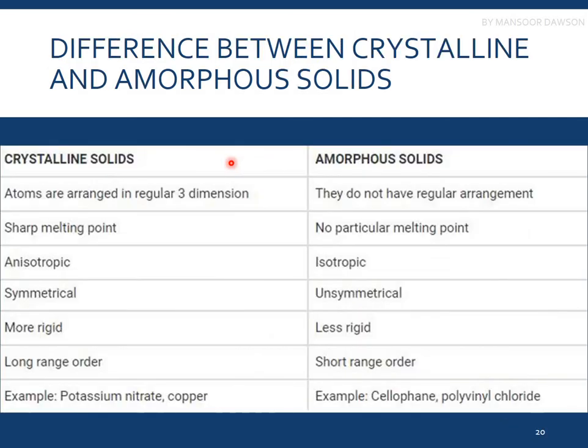So let's discuss some very basic differences between crystalline and amorphous solids. In crystalline solids, we can see that the atoms are arranged in a regular three-dimensional pattern, but there is no particular pattern being followed in the amorphous solids, as we discussed in the previous slide. These crystalline solids, having a very regular pattern, have a very sharp melting point. That means it would have an exact melting point, but an amorphous solid, on the other hand, would never have a particular melting point, but it would have a range of melting points.